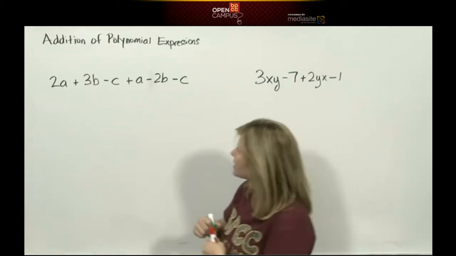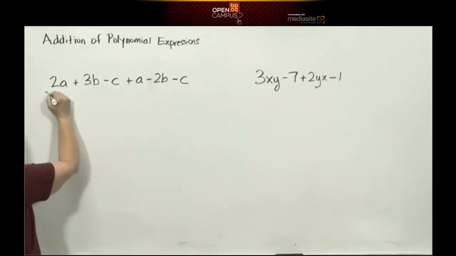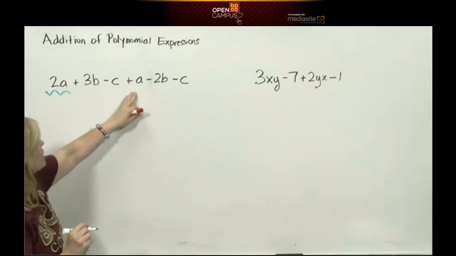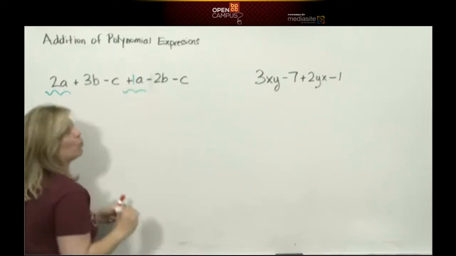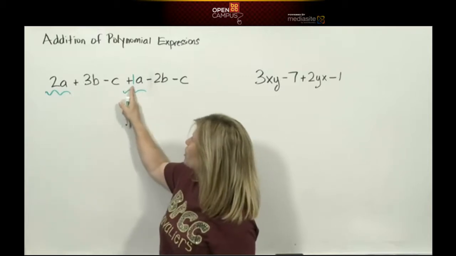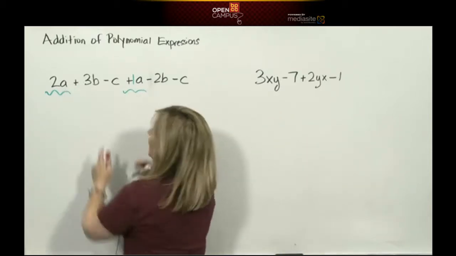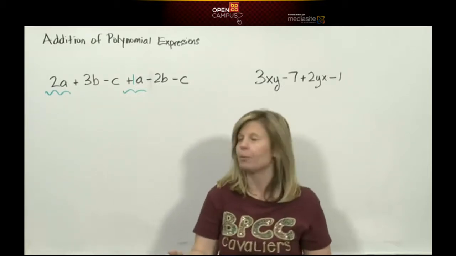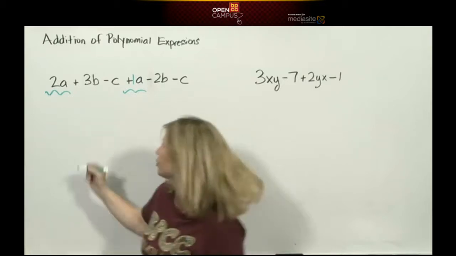If I look, I see a term that has a 2a in it. Do I have any other terms with a 2a? Sure I do. I have a term right here with an a. It's not a 2a, it's a positive 1a. We understand the coefficient there is 1. These are alike because they're both a's. They both stand for the same thought, apples. So 2 apples plus 1 apple would be 3 apples.